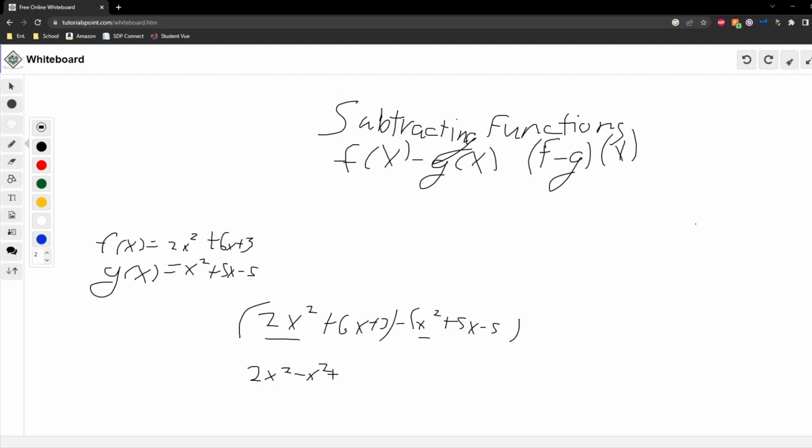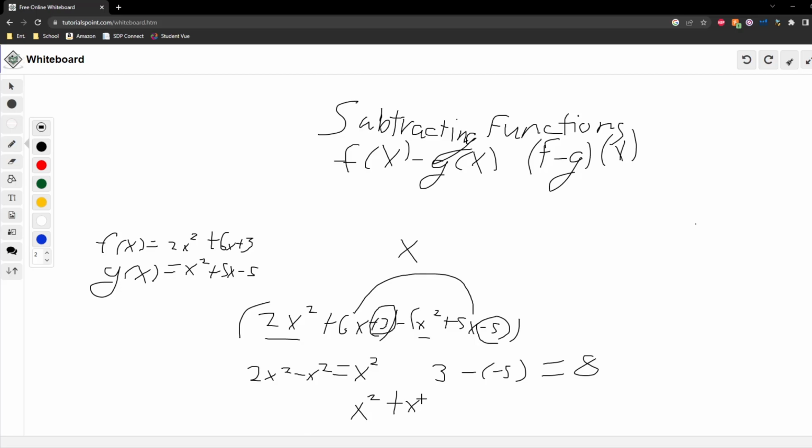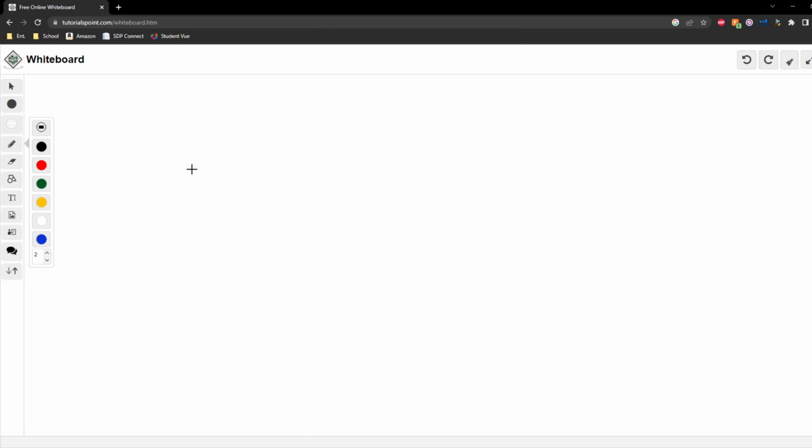Going left to right, we have 2x squared and x squared. Subtract them, and you're left with just x squared. Then we have 6x and 5x, which just leaves us with x. And finally, we have 3 minus negative 5. And now, it's important to pay attention to this, because subtracting a negative number turns it into addition. So in this case, we would get positive 8, which gives us the equation x squared plus x plus 8.